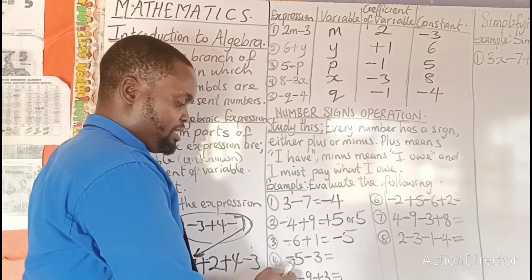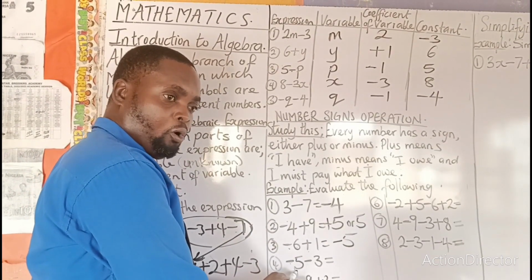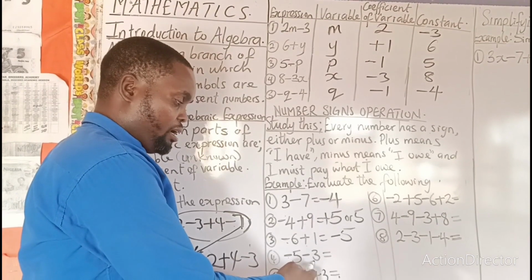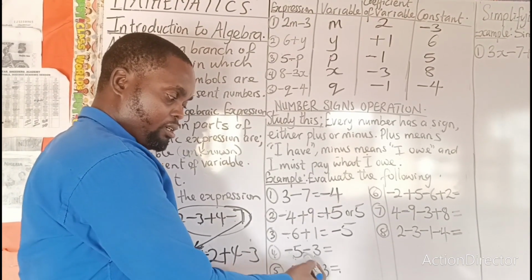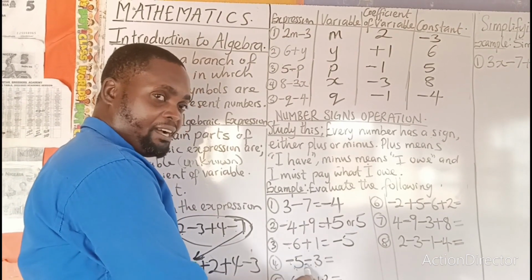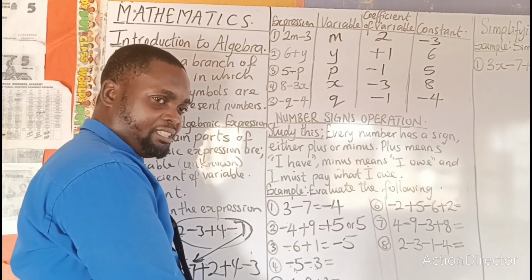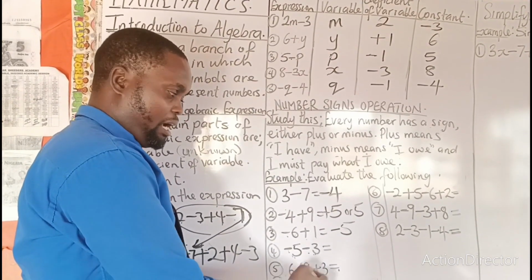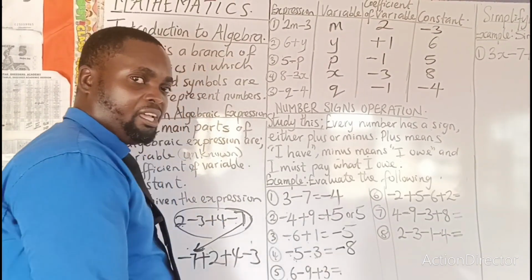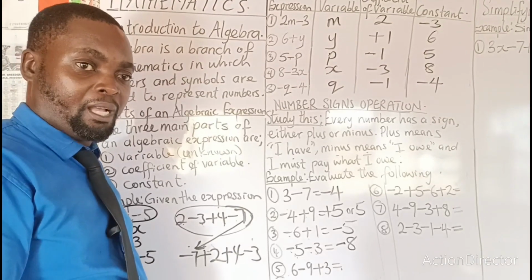What about this one? We say, I owe 5 naira and I owe 3. It's still minus, so I'm still owing it. Are you seeing it? I owe 5. I owe 3. Do I have anything? So that means I am owing how much now? 8 naira. Is that clear?